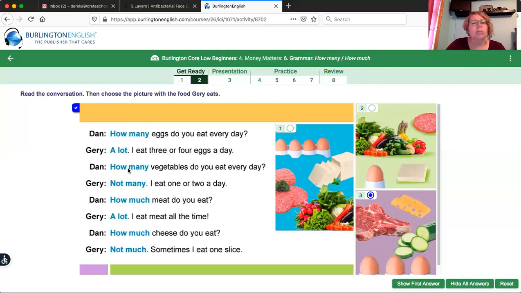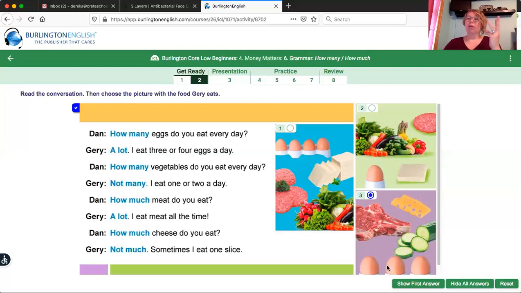Okay, let's look at vegetables. How many vegetables do you eat every day? Not many. I eat 1 or 2. Look at the pictures. Not many. It's more of a negative answer. Picture 1 has many vegetables. No, incorrect. It is not many vegetables. It is only 1 or 2. Look at picture 3. Only 1 vegetable, the cucumber. So, okay, that's looking good.